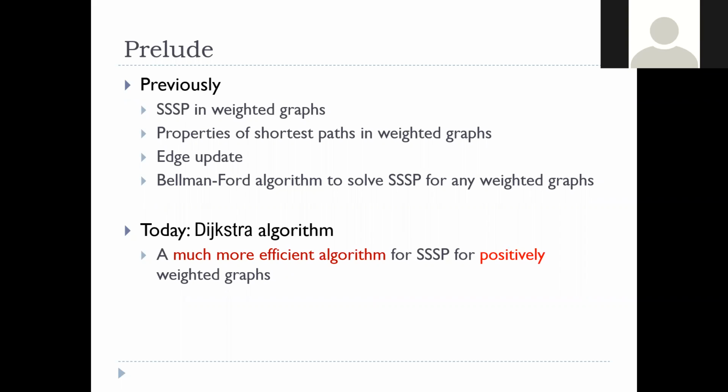So the algorithm works, but it's not very efficient. V times E can be large. E can be V squared, so this can be a V cubed algorithm. So today we're going to look at another algorithm called the Dijkstra algorithm. This algorithm is much more efficient than the Bellman-Ford algorithm. However, the algorithm only works for graphs with positive edge weights.